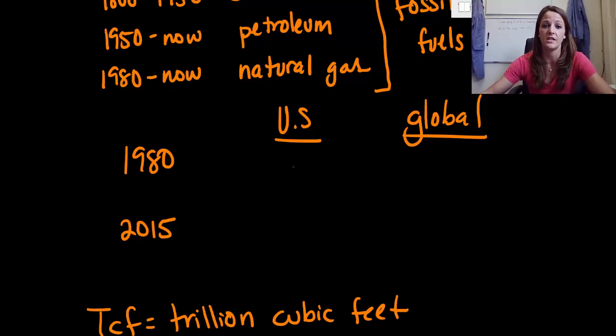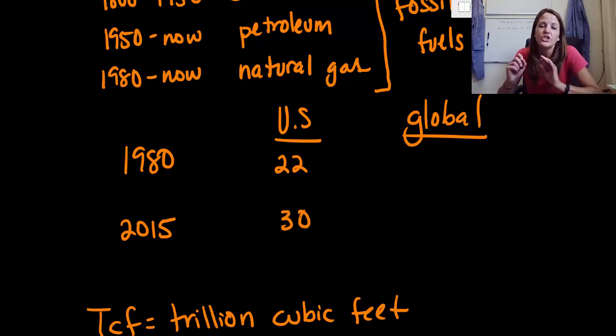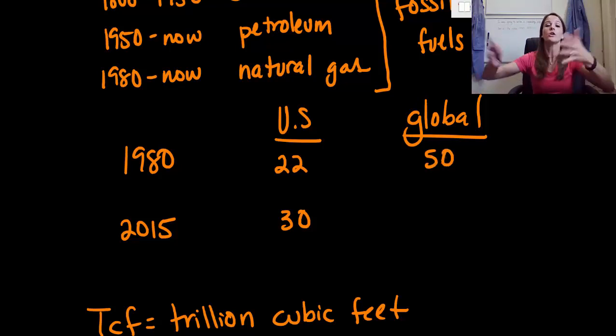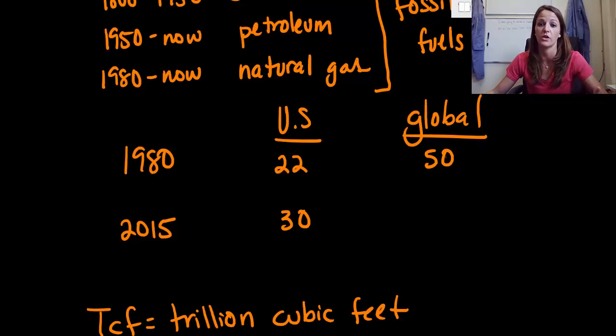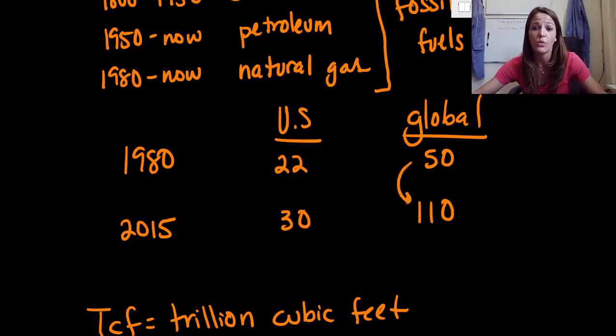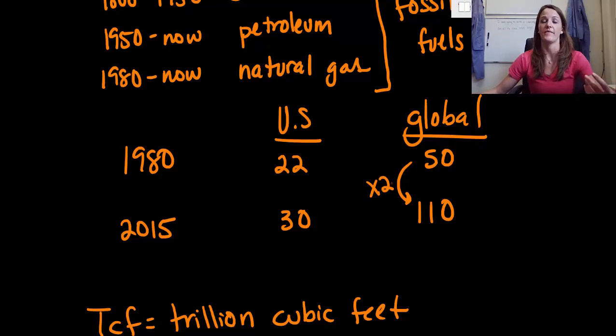So back in the 1980s, we as Americans were using about 22 trillion cubic feet per year. And then in 2015, so this current year, we're using about 30. It's just under 30. It's a little over 29 right now, trillion cubic feet per year. Now, globally, back in the 1980s, they were only using around 50 trillion cubic feet. So the entire planet was using about 50 trillion cubic feet per year. Now, in 2015, we're actually up to about 110 trillion cubic feet. So just in about 30 years, we have more than doubled our natural gas consumption. That's a lot to think about.